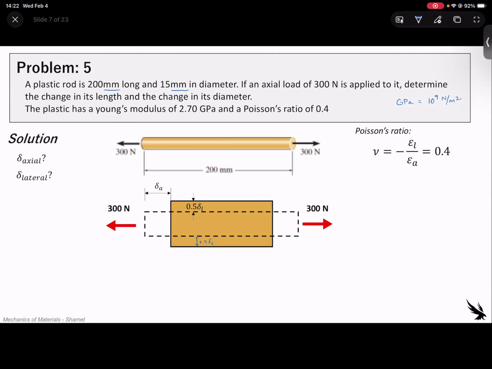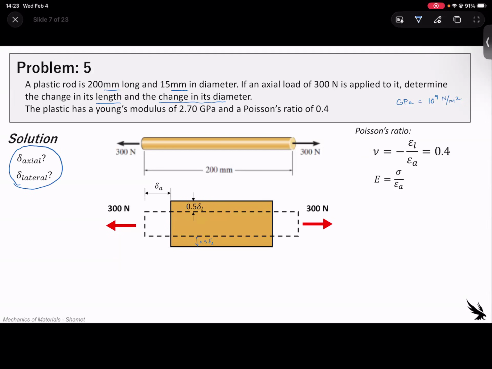So Poisson's ratio is only valid in the linear elastic region. And the thing that we're going to be needing is the change in length and the change in its diameter. So we're going to need to determine the axial and the lateral deformation. And these are both derived from the strain. So we don't know any of the strains. We have what the loading conditions are, and we know the cross-sectional area, and we also know the Young's modulus. So we need to find this axial strain first.